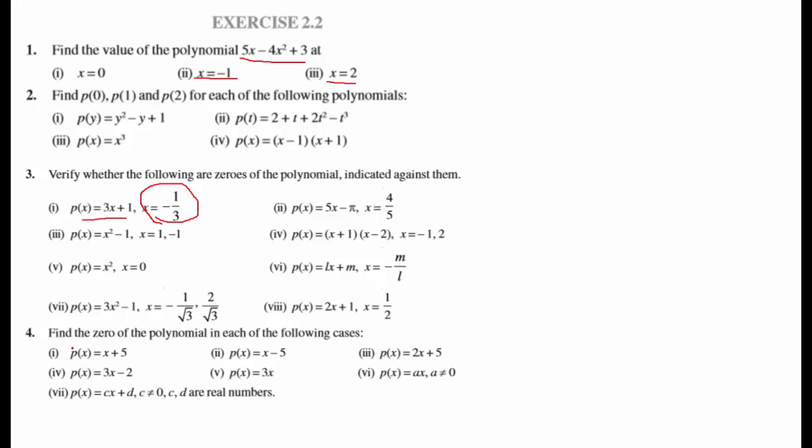And in the fourth question, find the zero of the polynomial. For this you will simply put the polynomial equal to 0 and find the value of x. Now if I put x plus 5 equals 0, I will get x equals minus 5, and minus 5 is the zero of the polynomial.